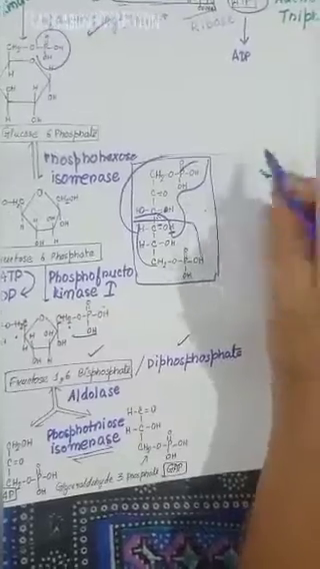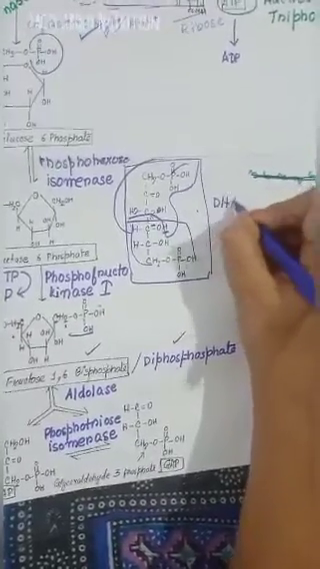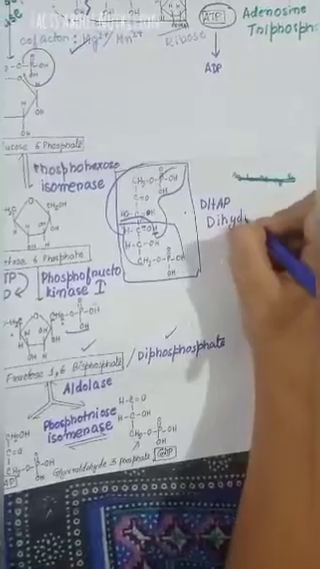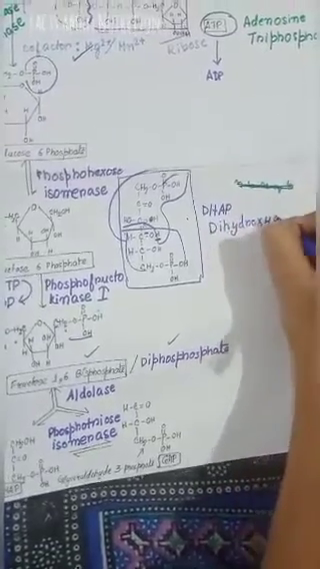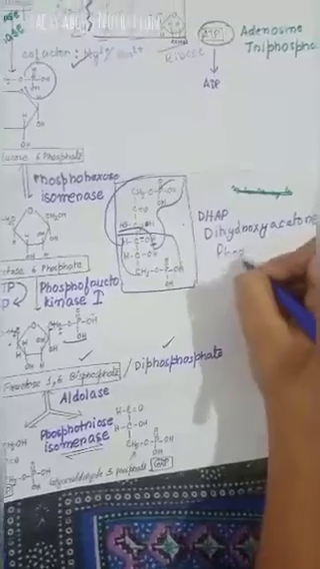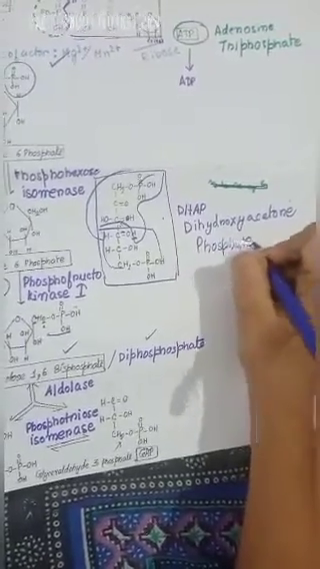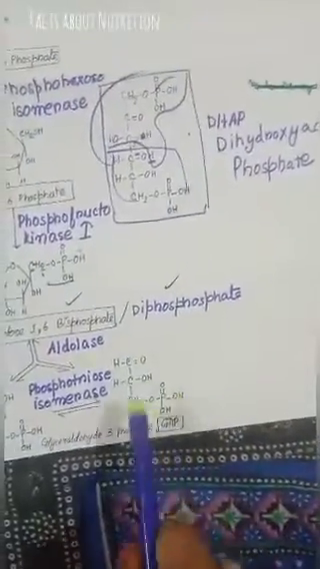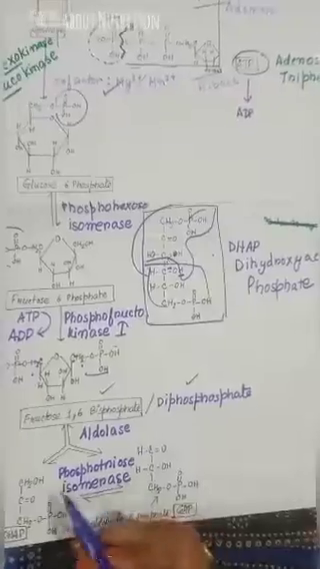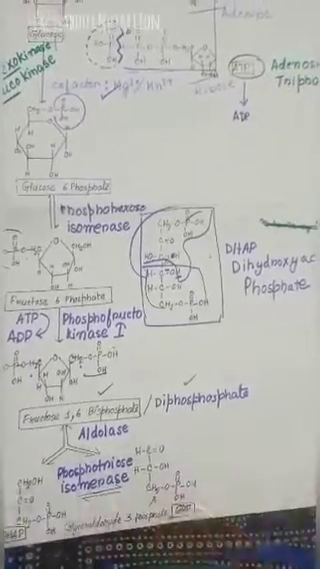This part will become DHAP, that is dihydroxyacetone phosphate, and this part will become glyceraldehyde 3-phosphate. So this is the first 5 steps. It will also interconvert, that is included in this part only.